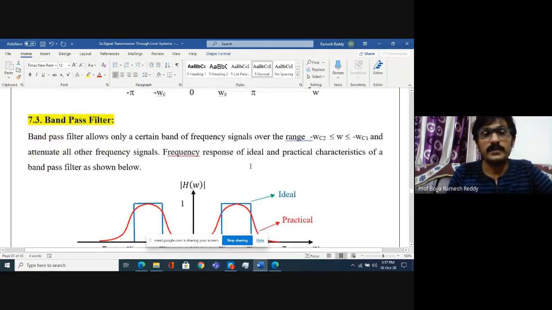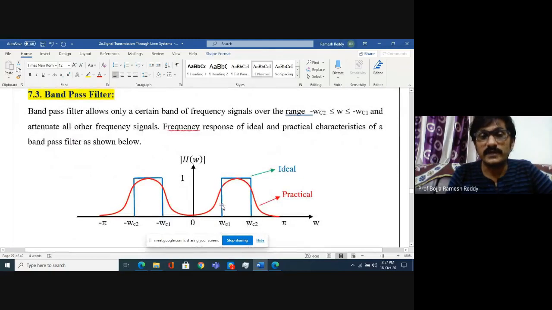Then the band pass filter. A band pass filter allows only a certain band of frequency. See, this is the required band, from omega c1 to omega c2.